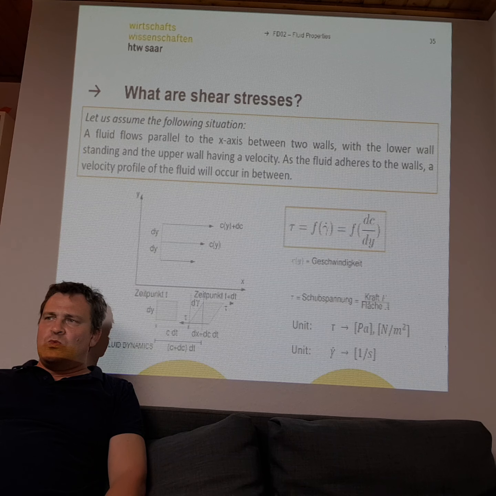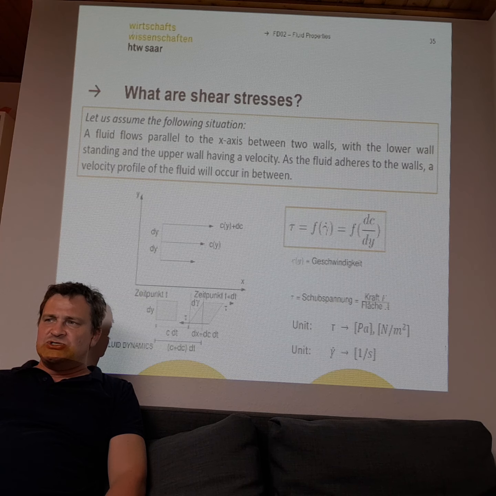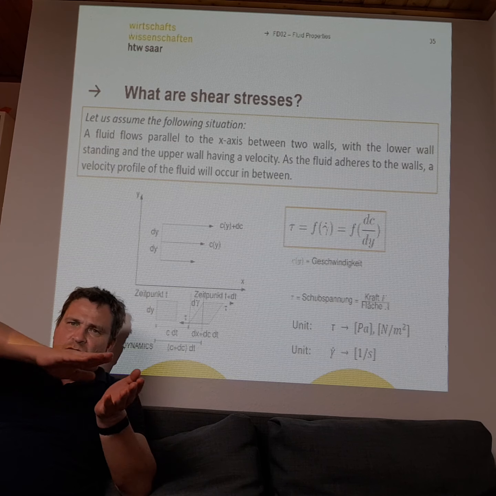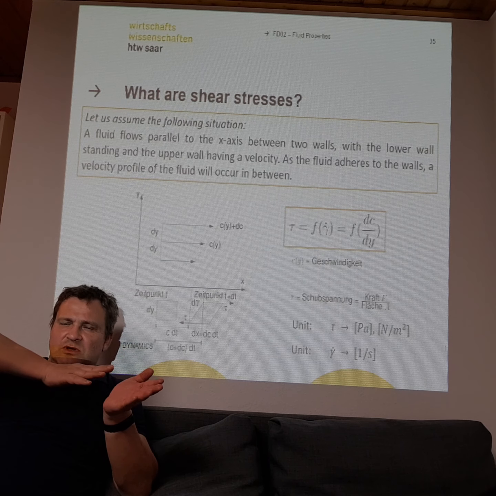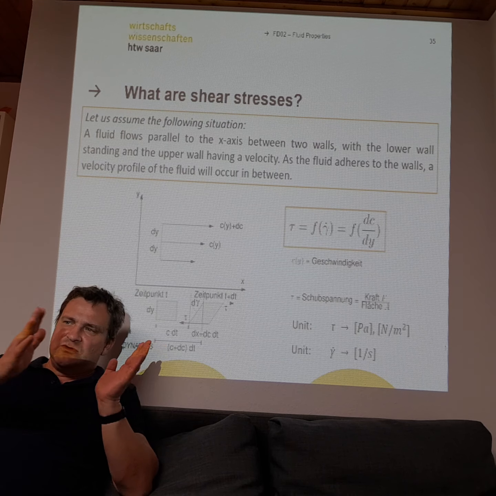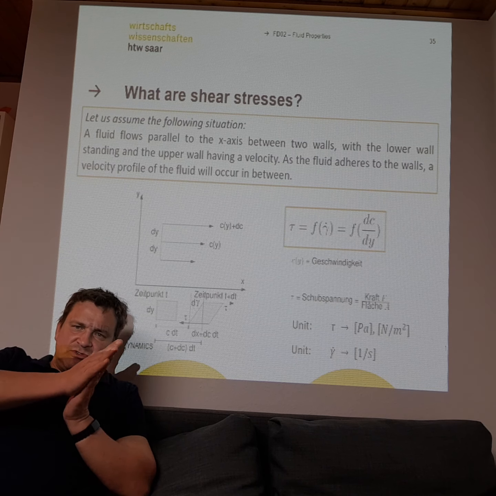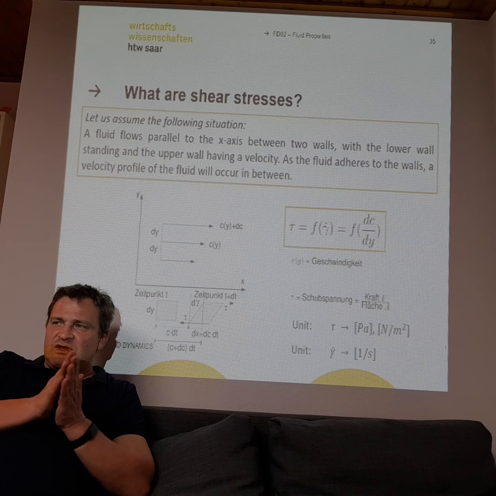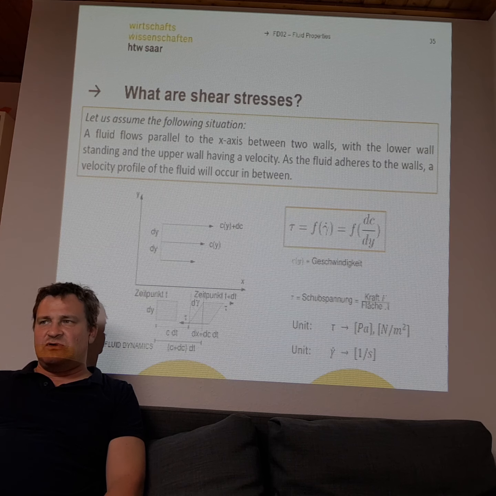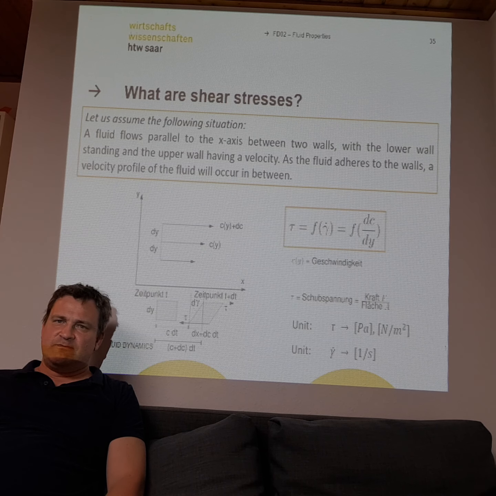Okay, what are shear stresses? What are shear stresses inside a fluid? Shear stresses give you, if you shear it, if you have a force on it, you can also have shear stresses in a solid or in a fluid. You do this experiment, you put the two glass plates on each other, you shear it, and if you put more force with your hand on it, you get higher shear forces. If you put less force on it, you get lower shear forces.